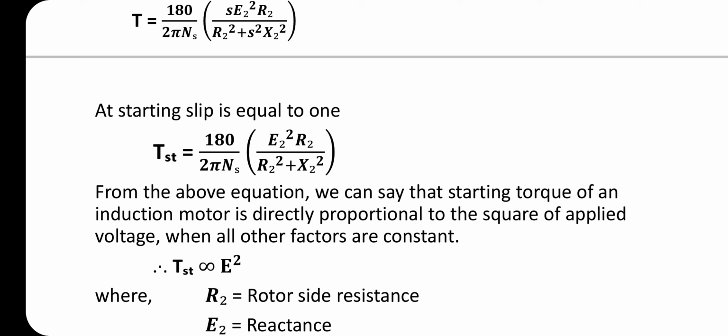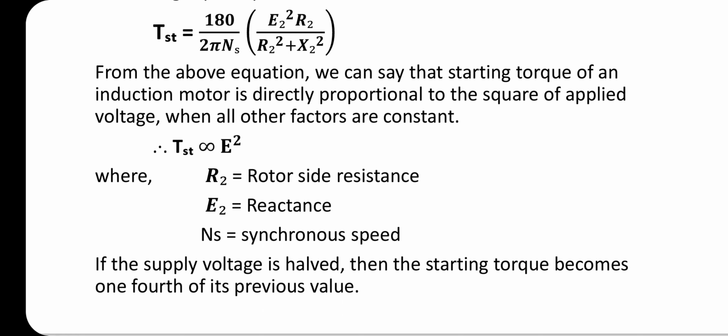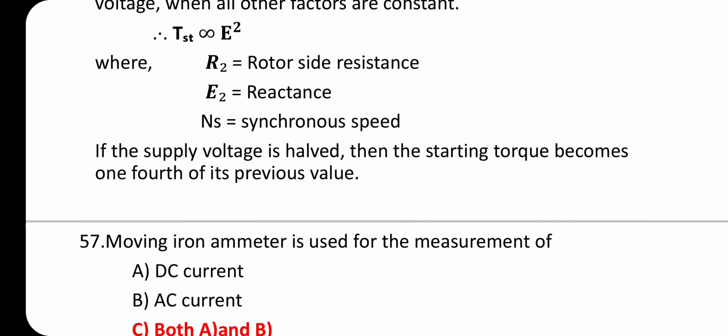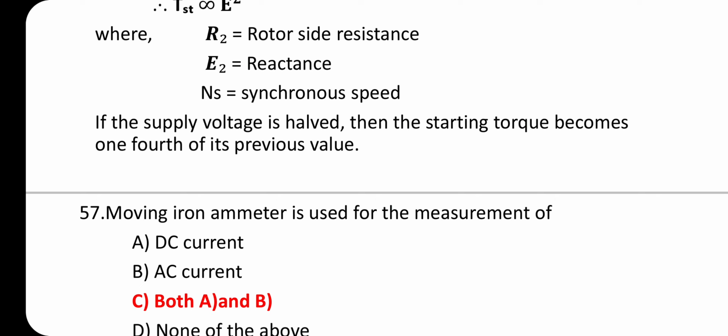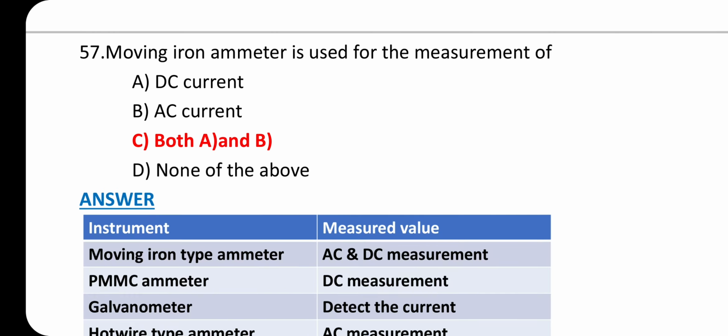From the above equation, we can say that starting torque of an induction motor is directly proportional to square of applied voltage when all other factors are constant. That is, Tst directly proportional to E square, where R2 is the rotor side resistance and X2 is the rotor side reactance, Ns is the synchronous speed. If the supply voltage is halved, then the starting torque becomes 1/4 of its previous value.